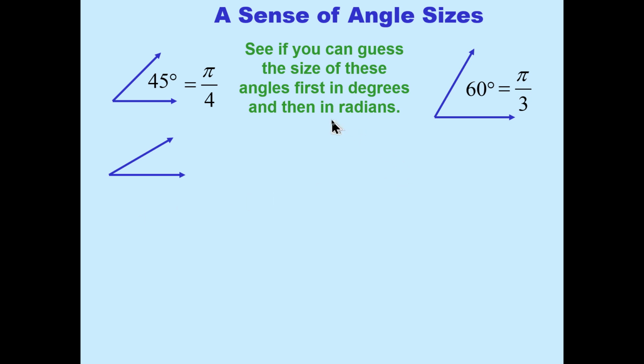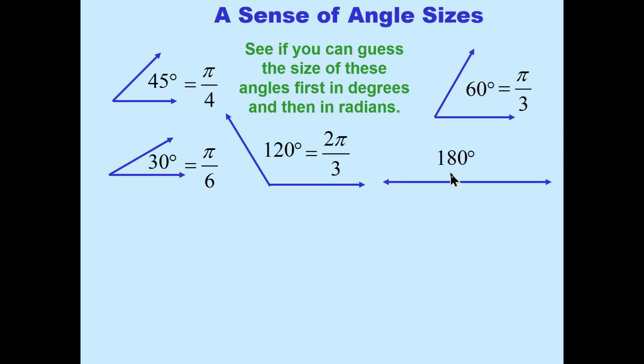Understand that pi is the same thing as 180 degrees. This will be what? Pi over 6. What is this here? 2 pi over 3. And this is pi, 180 degrees, which is pi. And this one here, 90 degrees, which is the same thing as half of 180, which is what? Pi over 2.